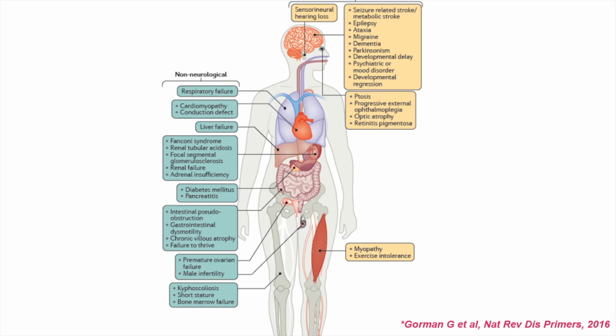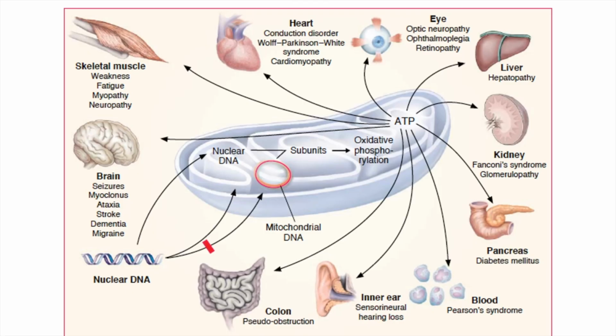There can be problems with the sex organs, so we can have premature ovarian failure or lack of ovaries. We can have male infertility. And then there can be problems with the bones. We can have skeletal dysplasia, short stature, scoliosis, and in some cases, bone marrow failure. And I just went over some of the clinical presentations.